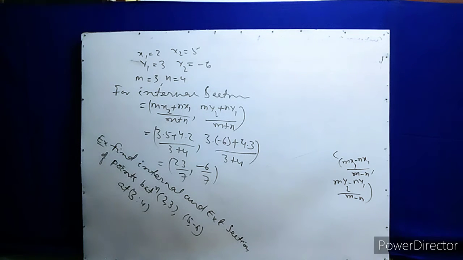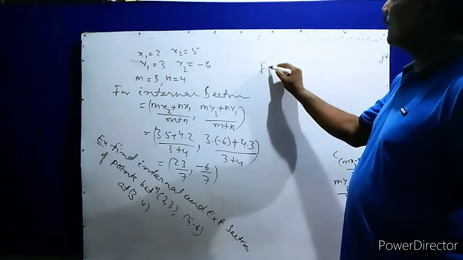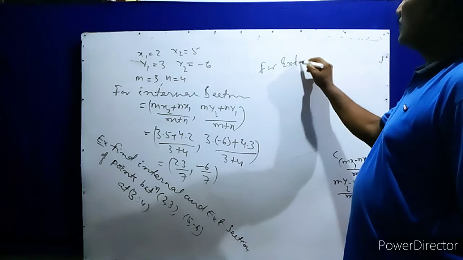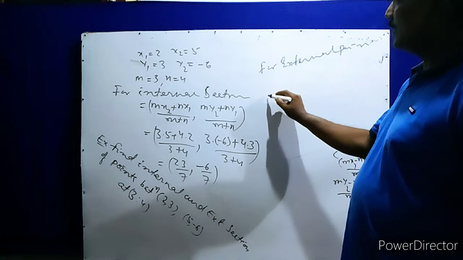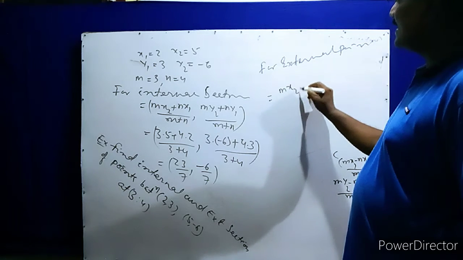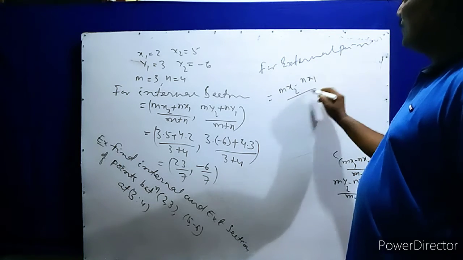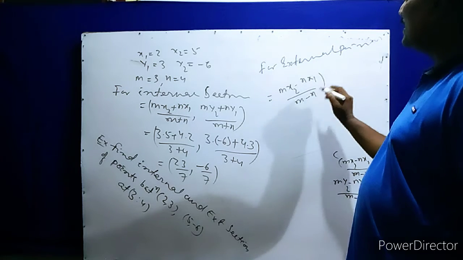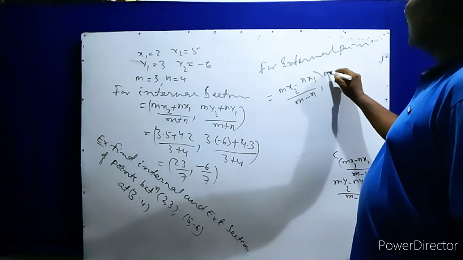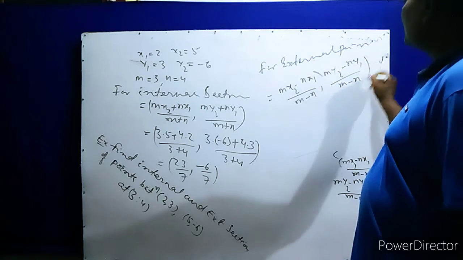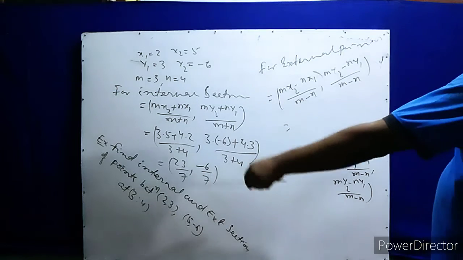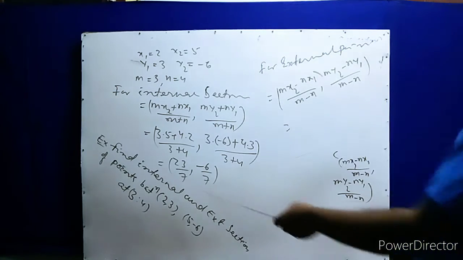But for the external section formula, instead of addition you have to apply subtraction. So for the external point, how to find it? You will get (m x2 minus n x1) by (m minus n). Similarly, (m y2 minus n y1) by (m minus n). Now putting in the same values, for the same points we have to find both.